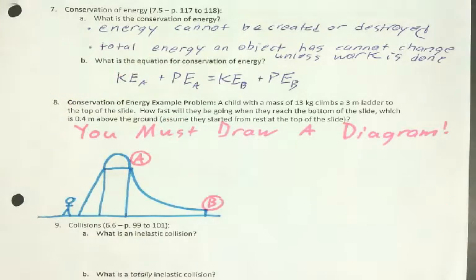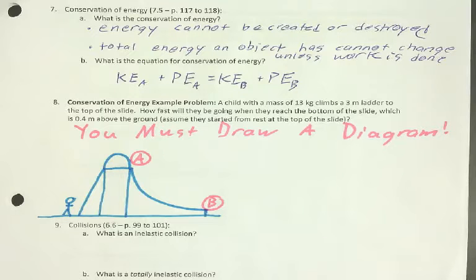So I need to know where A is, I need to know where B is, and then here's the next big decision you have to make. I need to know where is 0. Now there are 3 most likely places to put 0, and it's a choose your own adventure. You can put it wherever you want, okay? You can make the ground 0, you can make A 0, or you can make B 0. It does not matter which one.